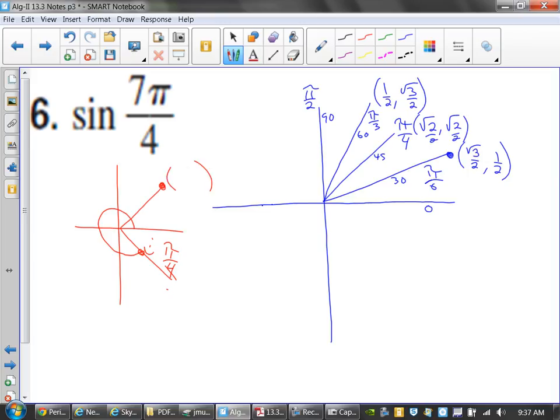Now, in quadrant 1, what is the sine of pi over 4? So the sine of that is root 2 over 2. Now, is that the x or the y coordinate? It's the y coordinate. Now, in quadrant 4, is the y coordinate positive or negative? So what is the sine of 7 pi over 4? That's how this works.